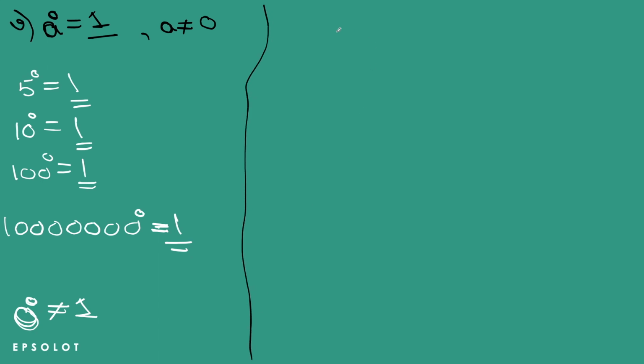Moving on. Now the next rule is also kind of a subset of the rule that we have already seen before. But let's say you have a times b times c to the power of an exponent. What this means is that this exponent applies to all three of them. So a to the power of x times b to the power of x times c to the power of x. Let me write it up.